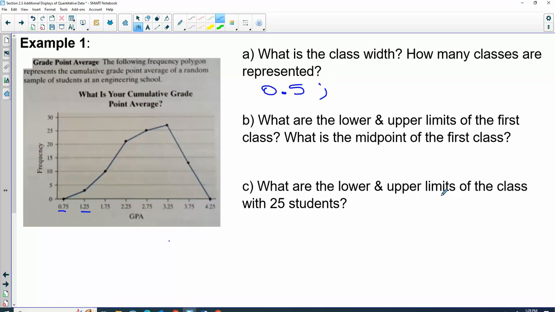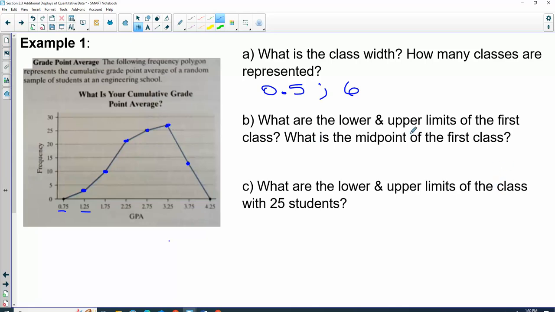All right, how many classes are represented? Keep in mind, are the first and last point real? No, they were made up just to connect it. So we only have 1, 2, 3, 4, 5, 6 real points. So there are 6 true classes here. First and last points we just ignore.